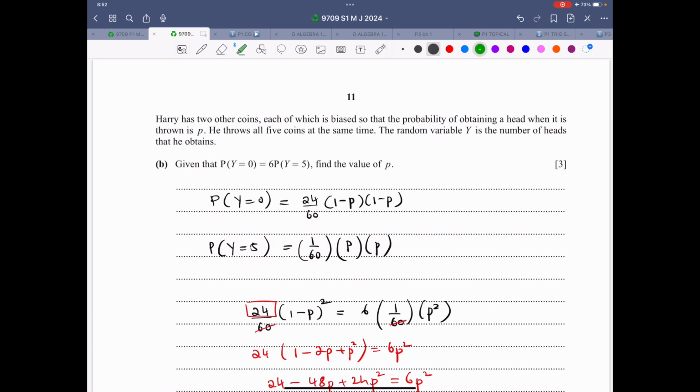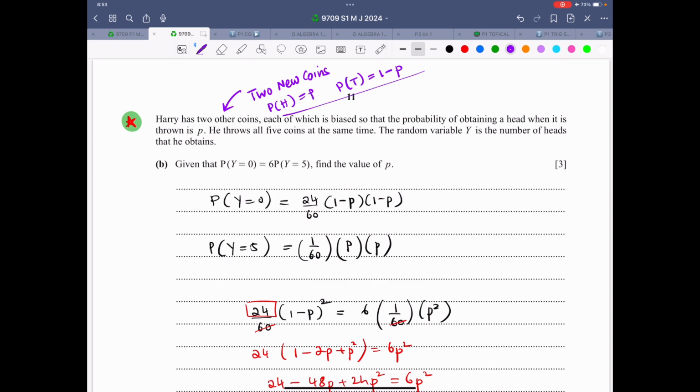Now let's look at this particular question. Now this question is kind of tricky. The question says, Harry has 2 other coins, each of which is biased so that the probability of obtaining a head when it is thrown is P. So now there are 2 new coins. Probability of getting a head is P. Probability of not getting a head, which is a tail, is 1 minus P.